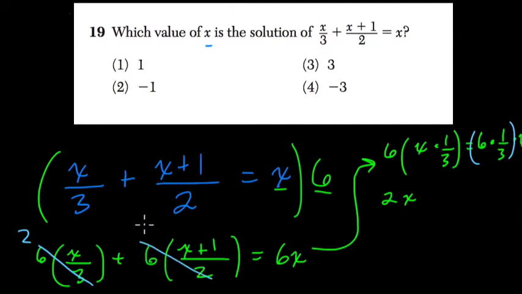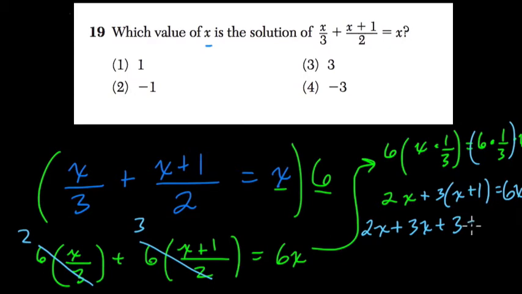6 over 2 is 3. So this is going to equal plus 3 times (x plus 1), and that equals 6x. Use my distributive property again in this term, right? So I rewrite the 2x, 3x plus 3 equals 6x. Add these two, that's 5x plus 3 equals 6x.